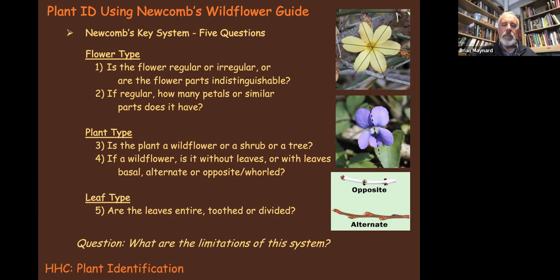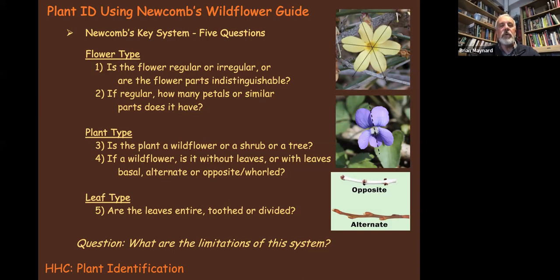So thinking about this, what are the limitations of this 5-question system? Well, I think the main limitation is that you need both flowers and leaves present in order to use the keys. If it's a plant that has leaves for only part of its annual life cycle, then you'd need to make sure you were there to collect the leaves or take pictures of them. There are spring ephemerals, for example, where the leaves fade away pretty quickly in the spring. And obviously this wouldn't work in the winter.